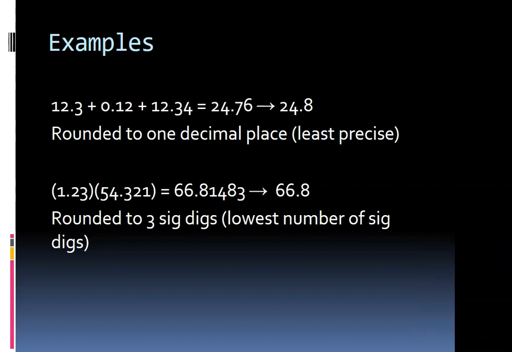In the first example here, the numbers are all being added. The least precise number is rounded to the tenths place, so the answer is also rounded to the tenths place. In the second example here, we will use the rules for multiplication. The number with the least significant digits has 3. This means that the final answer will also have 3 significant digits.